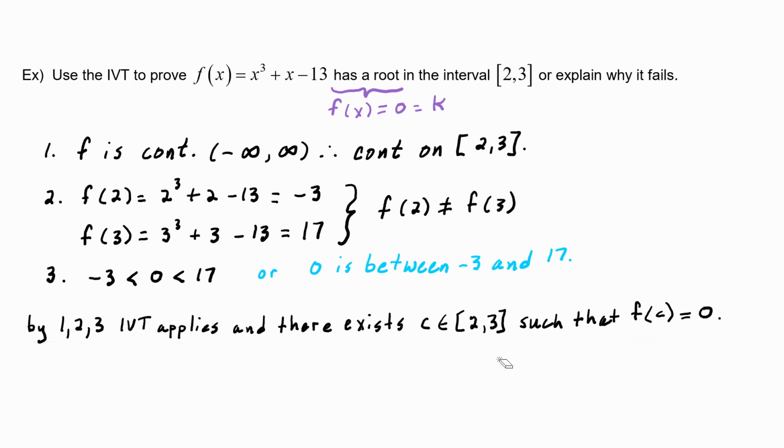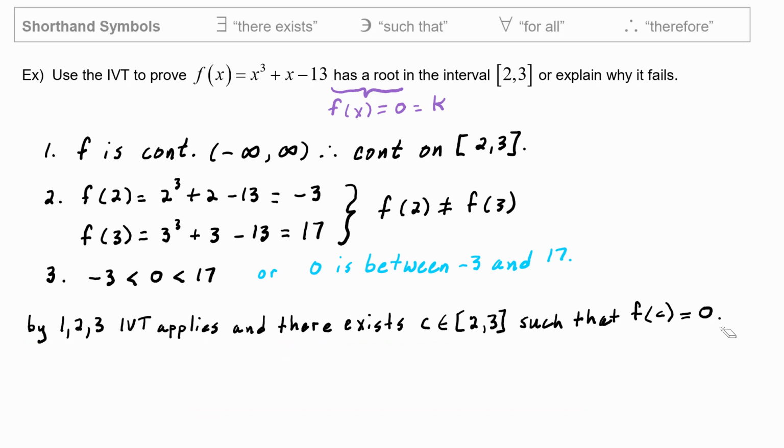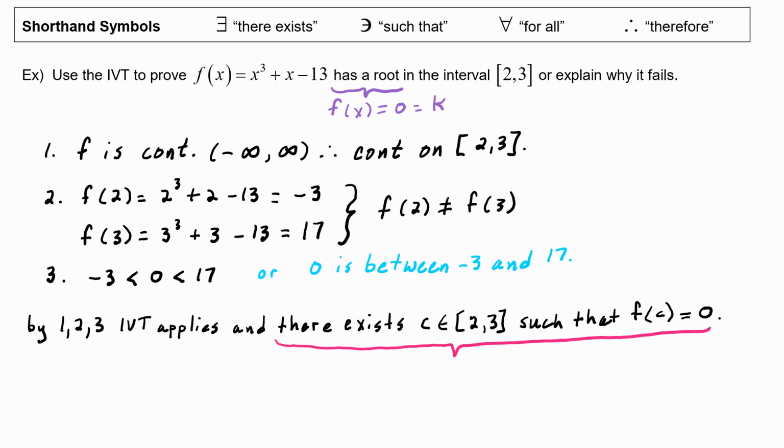We could also write this conclusion using the symbols. Remember that we can replace there exists with this backwards looking E symbol. Let's replace this. I'll show you how you could write it. So we could say there exists a c, which is an element on the interval from 2 to 3 in that closed interval, such that f of c equals 0.